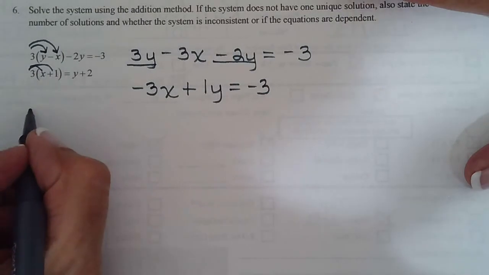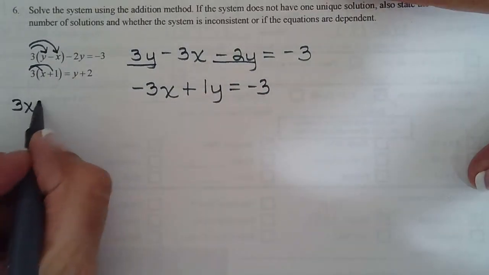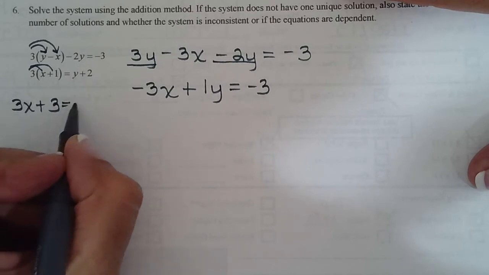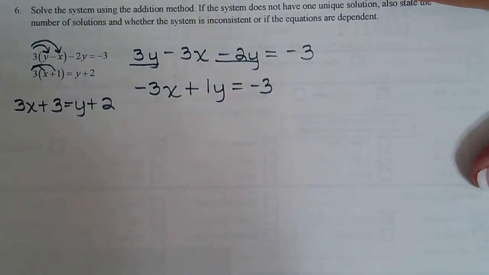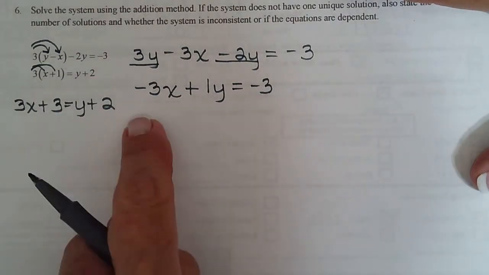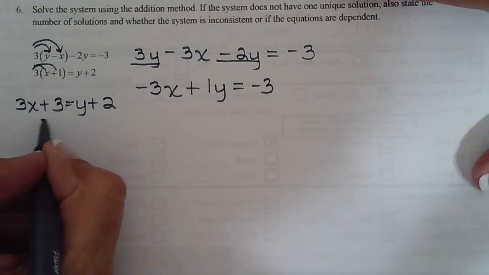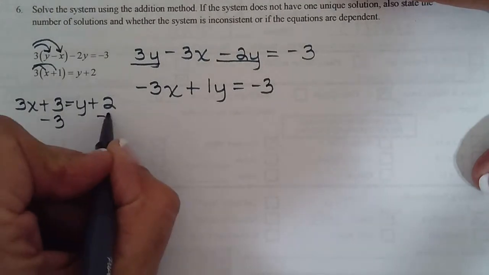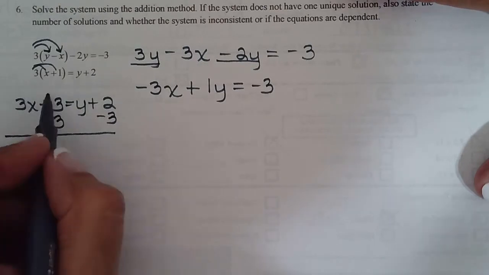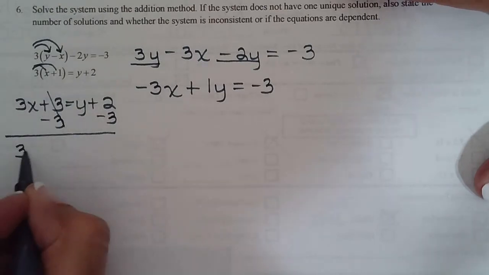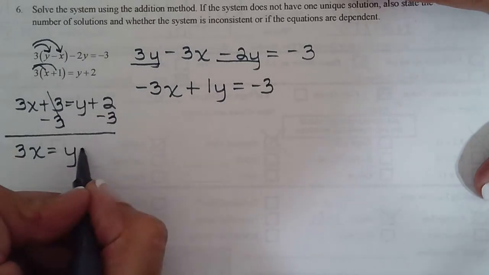And then this one's going to be 3x plus 3 equals y plus 2. So there's two problems with that one. All the constants aren't on the right, and all the variables aren't on the left. So first, let's move this constant over. So that's going to give us 3x equals y. 2 minus 3 is negative 1.